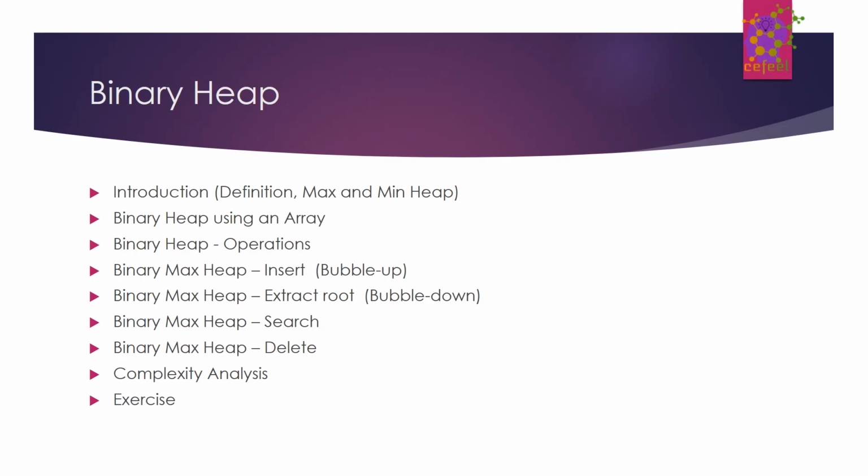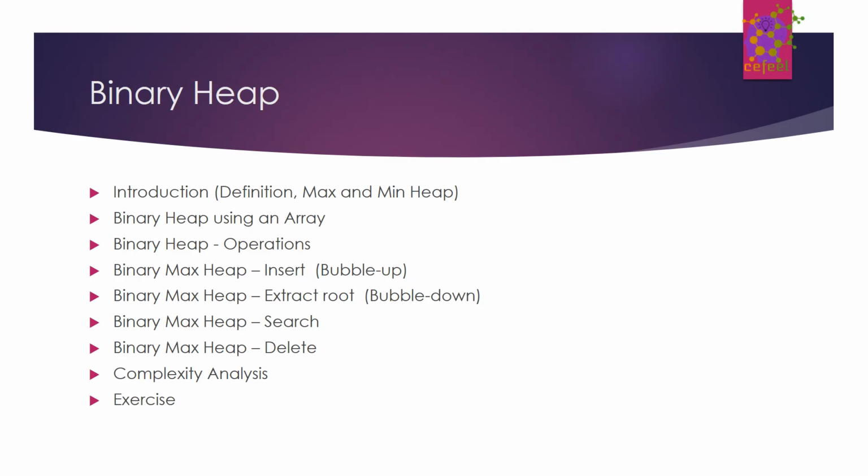Initially we will start with a basic introduction, that is the definition of what a binary heap is, then the different types of binary heaps we have, which are the max and min heap. Next we will see how a binary heap can be stored using just a simple array. Then we will discuss the various operations that can be performed on a binary heap.